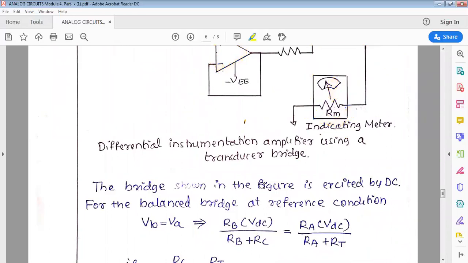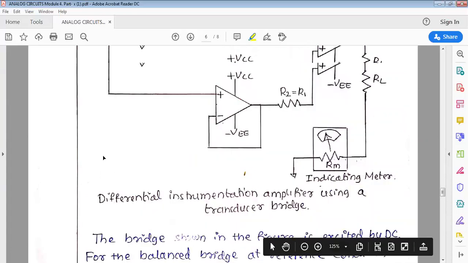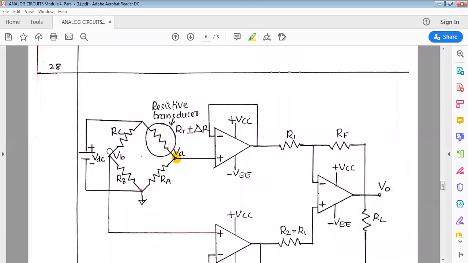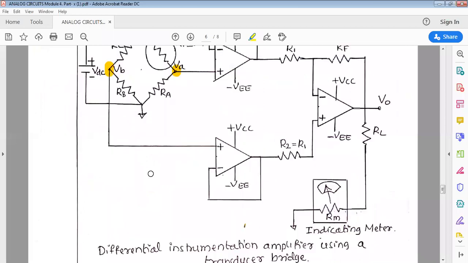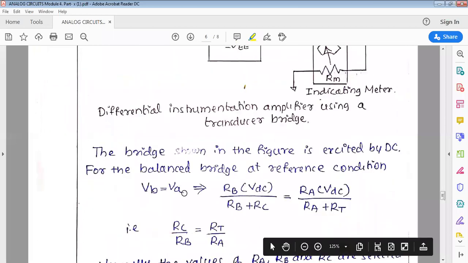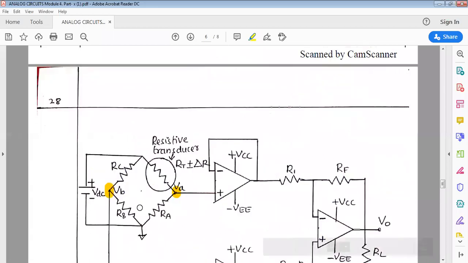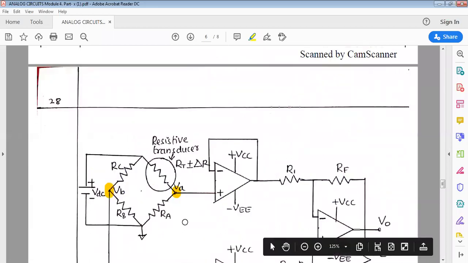Now the bridge shown in this figure is excited by DC because our DC voltage is there. Now there are two terminals. One is VA and another is VB. Let me consider VB and VA. Now I can say the bridge is balanced if VB and VA are the same. That is, if this resistance is equal to this resistance and this resistance is equal to this resistance, I can say that the bridge is perfectly balanced.